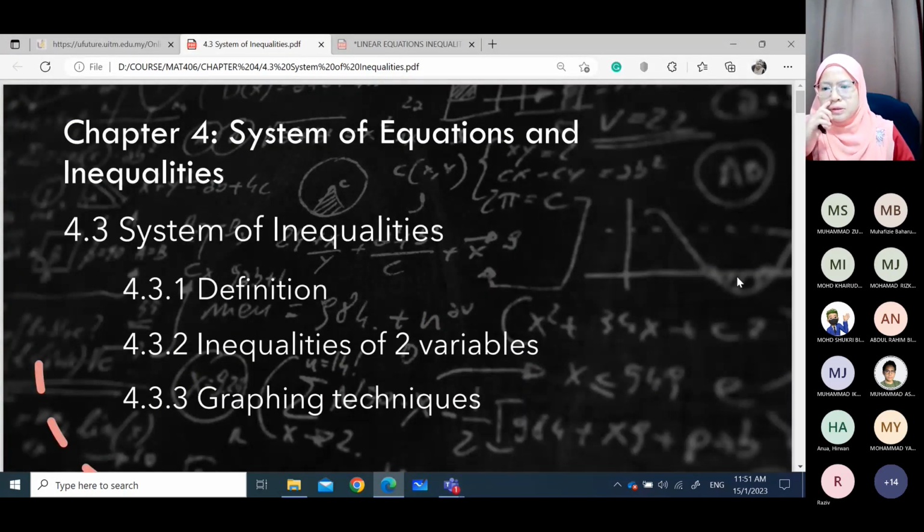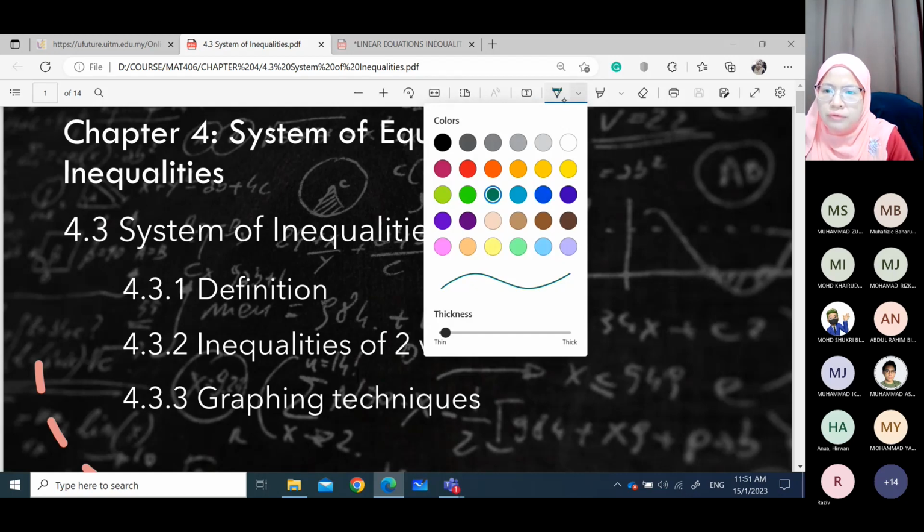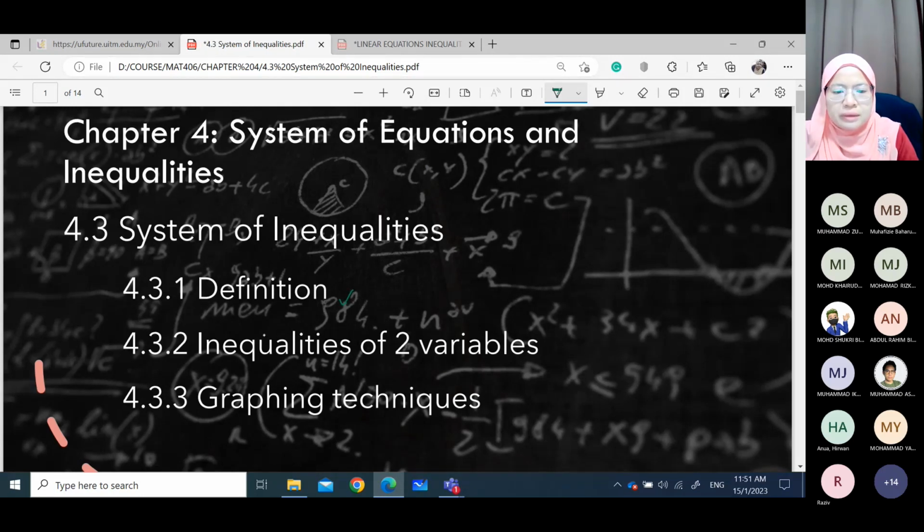Okay kelas, untuk sesi yang kedua ni kita akan discuss berkenaan dengan system of equation and inequalities. Okay, so tadi kita dah discuss berkenaan dengan system of equation. So now we focus on the system of inequalities. Okay, so first we will discuss about definition, and second we will discuss about inequalities of two variables, and the last one is the graphic techniques. Ready class? Boleh kita start?